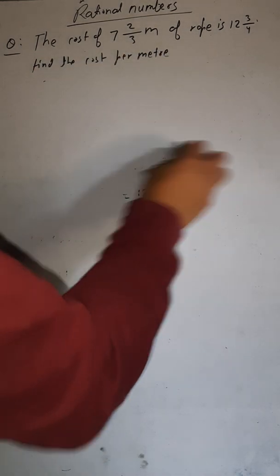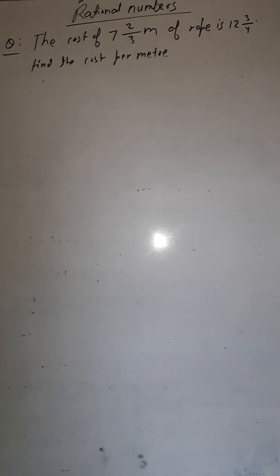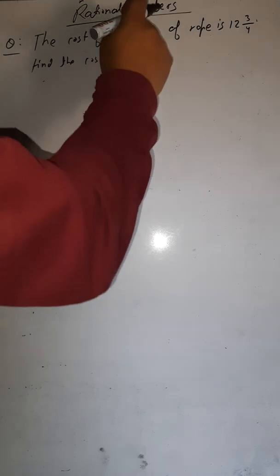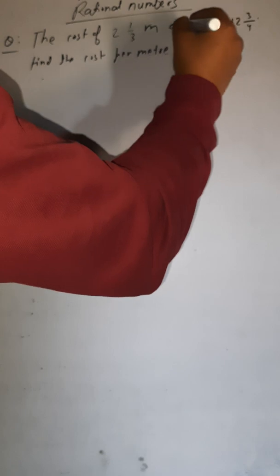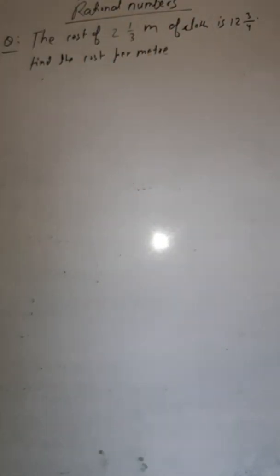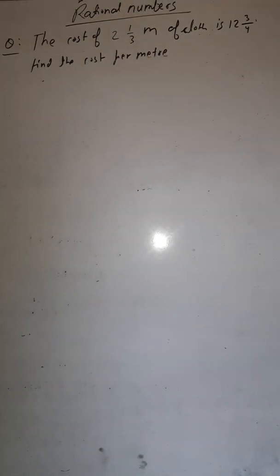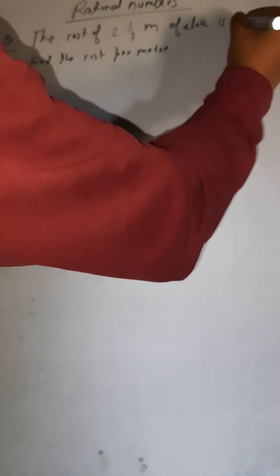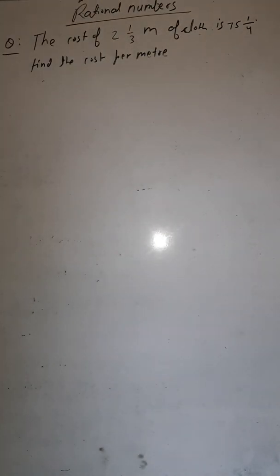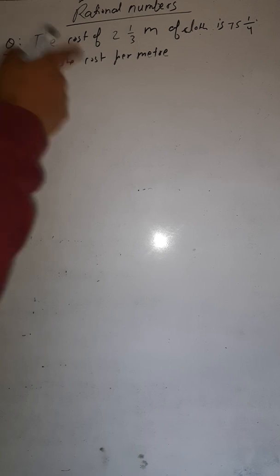Let's write the second question of today, which you have to do on your own. The cost of 2 whole 1 by 3 meter of cloth is 75 whole 1 by 4. This is the cost of this cloth. Find the cost per meter.